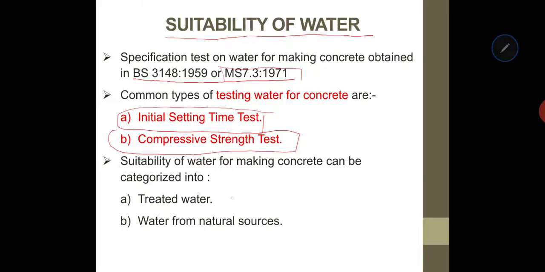Suitability of water for making concrete can be categorized into two. Number one is treated water. Whatever water you get from whatever source, you treat it first. And then second is water from natural sources. This one is more likely to have natural and alkali types of water for our concrete mix.